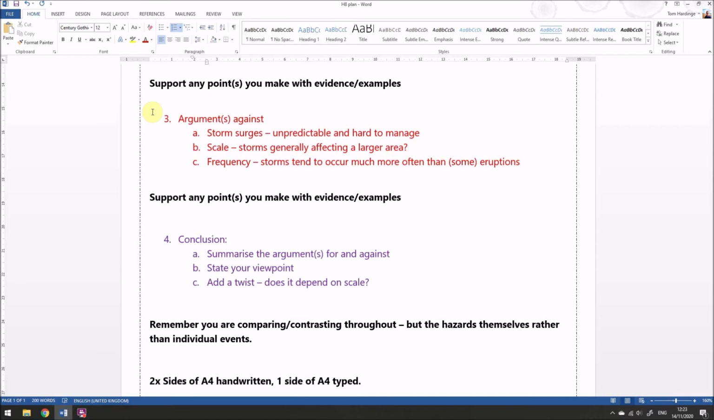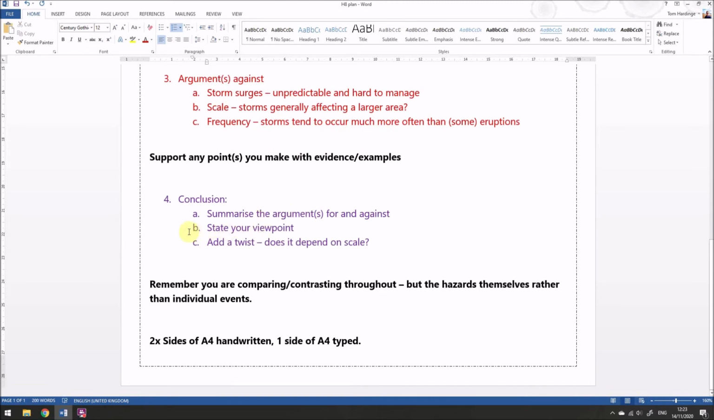So again, as we said before, make sure you're supporting your points for your arguments against that statement with some evidence and some examples. Then you want to move on to your conclusion. So you want to think about trying to summarise the arguments for and against, putting forward what you think the main argument is that supports or disputes that statement, depending on where you're going with your viewpoint. Make sure that you restate your viewpoint, make sure that you are directly addressing the question and tell me to what extent you agree or disagree with that statement.